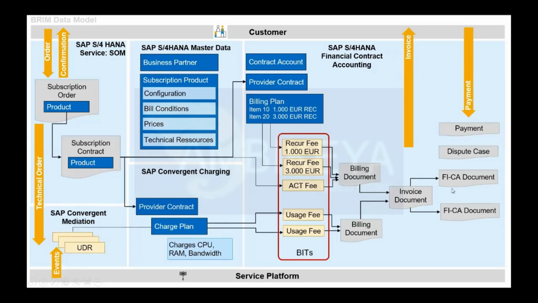After posting of the FICA documents, we get maybe incoming payments of the customers, or we have to create maybe dispute cases. This is then the financial contract accounting management. It's also important that for a lot of industries, we have service platforms in place that need to be contacted here also via the technical order, because we have to order technical services, for example, for software solutions or telecommunication networks.